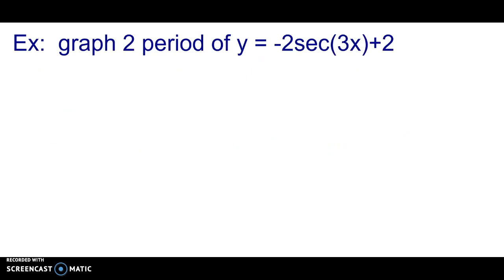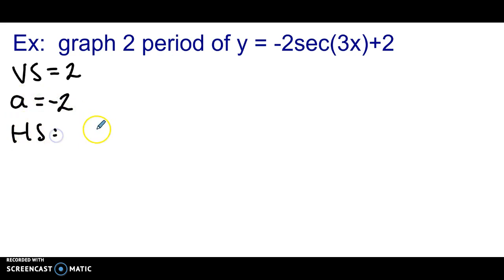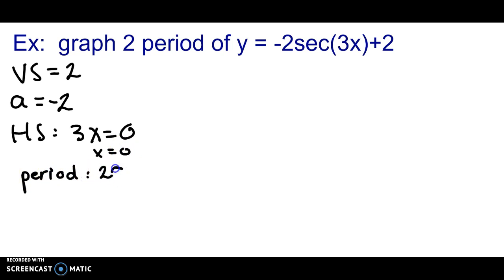Let's start with identifying our information here. Here we have a vertical shift of 2. Our A value is -2. Our horizontal shift, remember to do that, we set this part equal to 0, so we get x equals 0. Period, we know that we're going to do 2 pi divided by the B value, which in this case is 3, so it's 2 pi thirds.